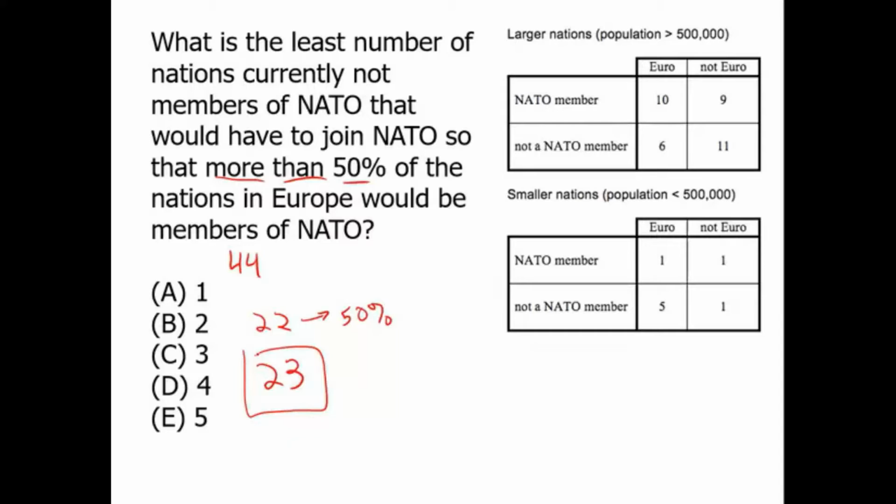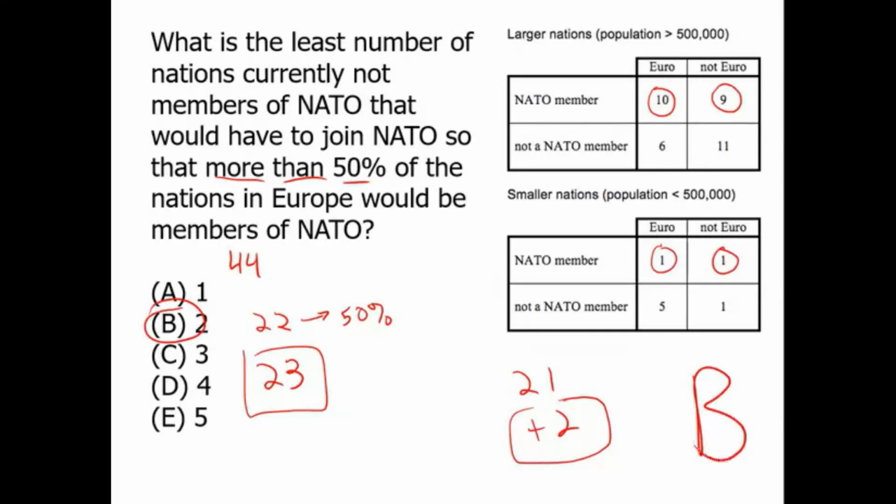Well, how many are NATO members now? We have 10 plus 9, 19, 20, 21. All of those are the NATO members. And so there are 21 now. We want to get up to 23, so we would have to add 2. We'd need two countries that are not NATO members to become NATO members, and then the majority of the countries would be NATO members. And so the answer is 2. Answer choice B.